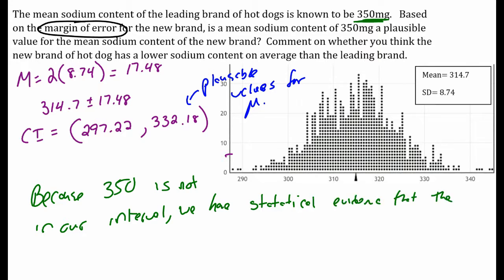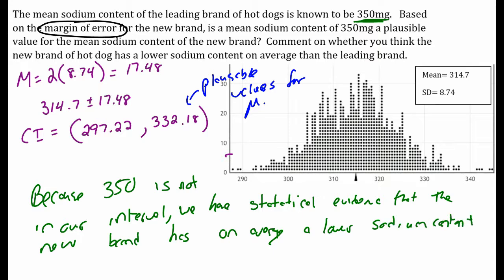that the new brand has, on average, a lower sodium content. So because 350 is not in our confidence interval, we do have statistical evidence that supports this idea that the new brand, on average, has a lower sodium content. Because our plausible values for that true population mean fall within that interval, we're 95% confident that it falls within that interval there.